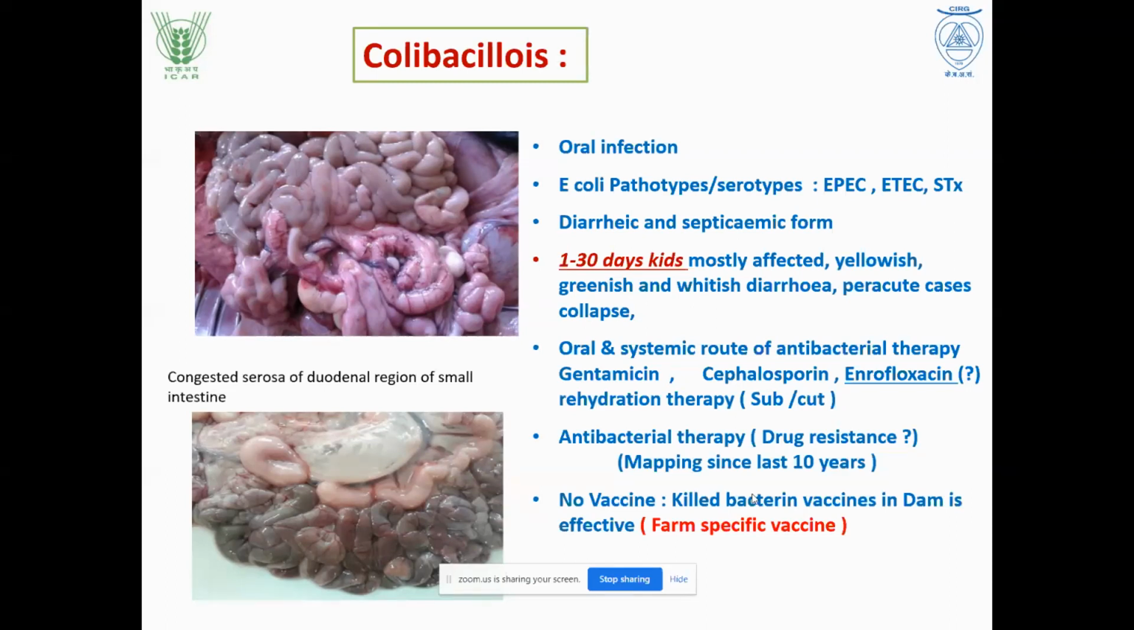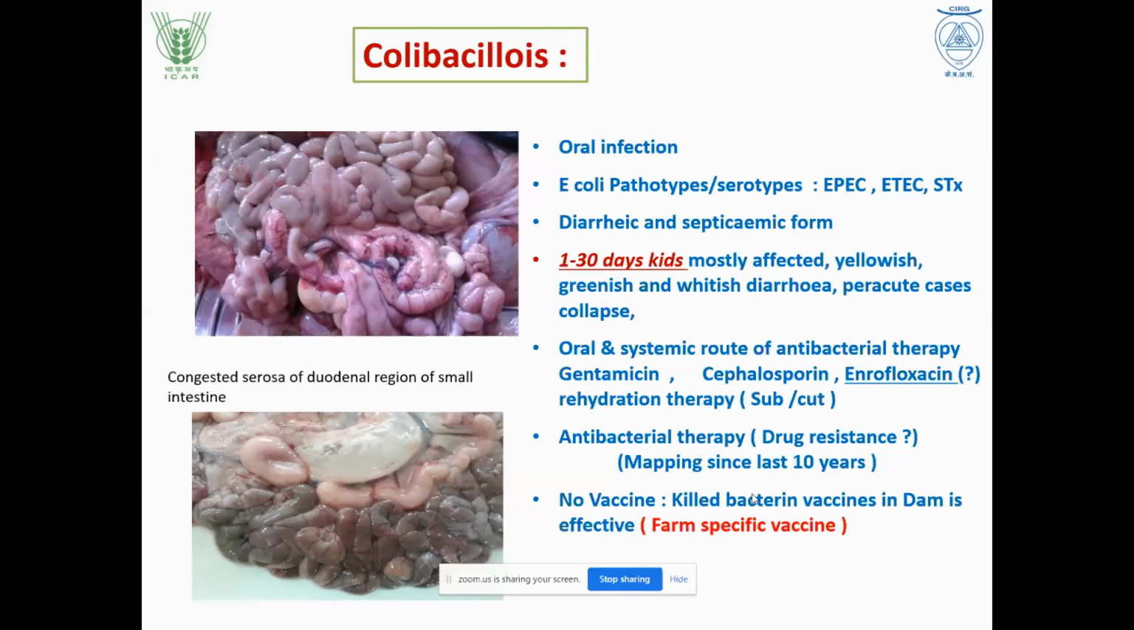The other form of colibacillosis is the septicemic form. The septicemic form is more dangerous and more fatal, where the animal suddenly becomes loose, is not able to stand up, and is not able to suckle the dam. So death is very common. We have to see both the conditions. You have to be very vigilant about the septicemic form of colibacillosis.